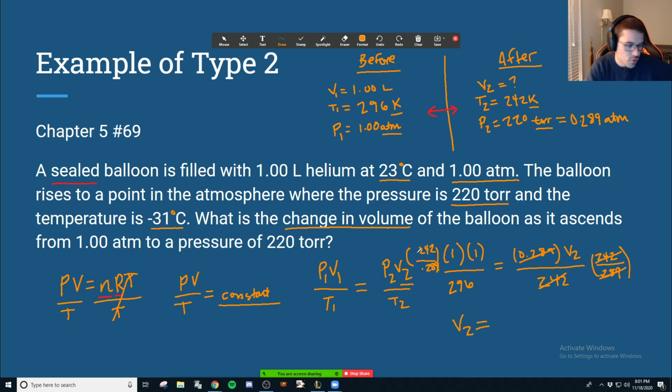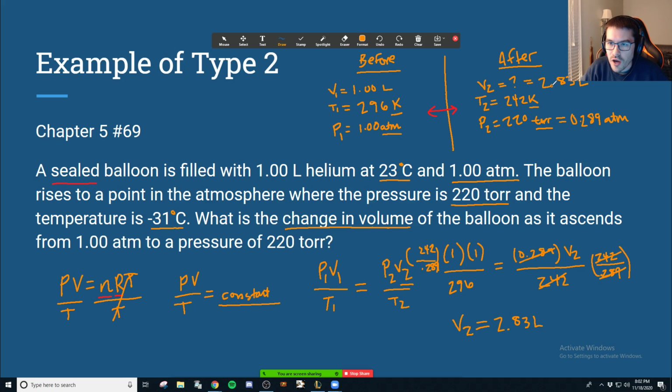Let me do that real quick. 242 divided by 0.289 as well as 296. 2.83 liters. So my balloon has expanded. The new volume is 2.83 liters.